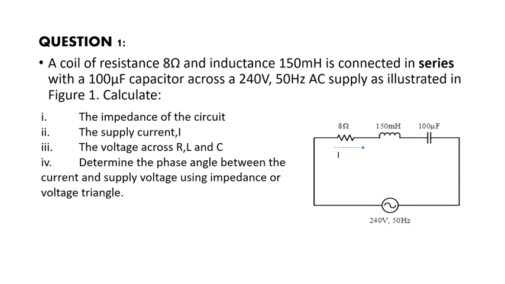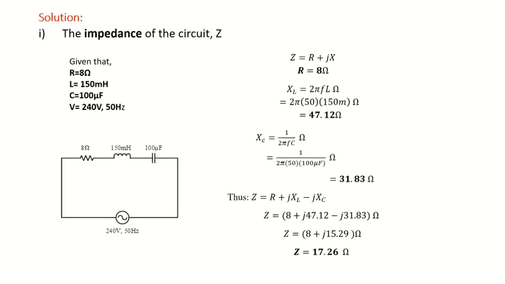The question also wants you to get the current supply, I, and the voltage across the R, L, and C. The final one, you must also determine the phase angle between the current supply and voltage using the impedance or the voltage triangles. So we go to how we are going to solve these problems.